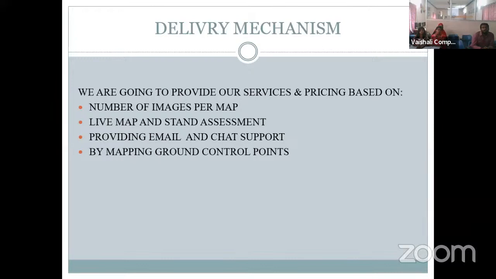As shown in the video, we will map each and every plant, and if there is any problem, we will suggest the farmers take action against it. We are going to provide our services and pricing based on this: the amount of images we give them, the live map and standard assessment, email and chat support, and mapping ground control points for the farmers. We can implement this by giving it to the government also, through each and every mandal. We can help the farmers by deploying these NDVI drones. Thank you.